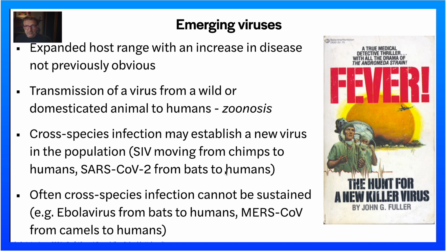But not all crossovers, not all emerging viruses establish themselves as human viruses. Often, cross-species infection cannot be sustained. For example, every time there's an Ebola virus outbreak, it's a new spillover from bats or some other animal reservoir to humans. MERS coronavirus, as we'll see today, is typically a new spillover from camels to humans with limited human-to-human transmission.